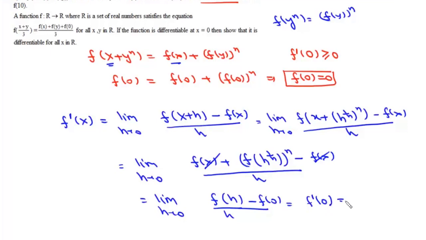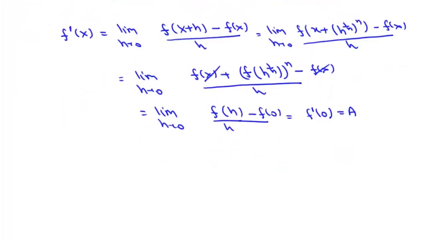Now let f dash 0 be some constant, say a. So now we have f dash x equals a. Now we integrate, we can write f(x) equals ax plus c. Now when x is 0, f is 0, so clearly the value of c is 0. Now we need to find one more value to find the value of a.